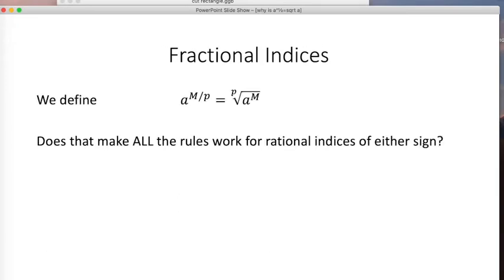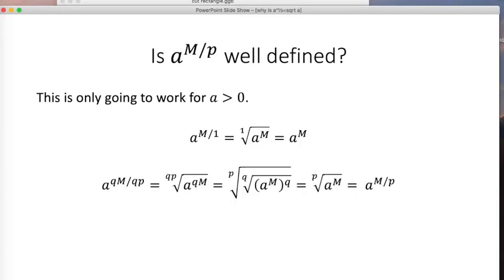Okay, so let me get on to fractional indices. We've worked out by playing with the rules in our wondering phase that that's going to have to be what a to the n minus p is going to be, a to the m over p is going to be. The question is, does that make all the rules work for rational indices of either sign? Well, let's find out. But actually, before we do that, hold your horses. There's something else we have to do.